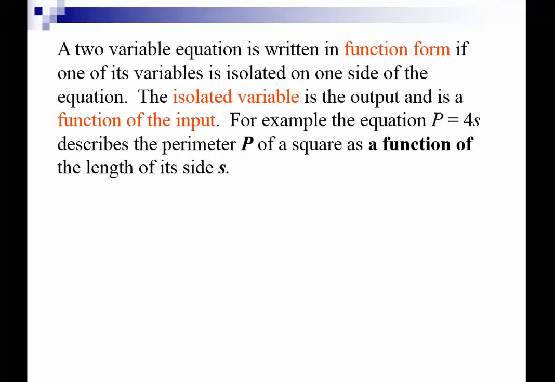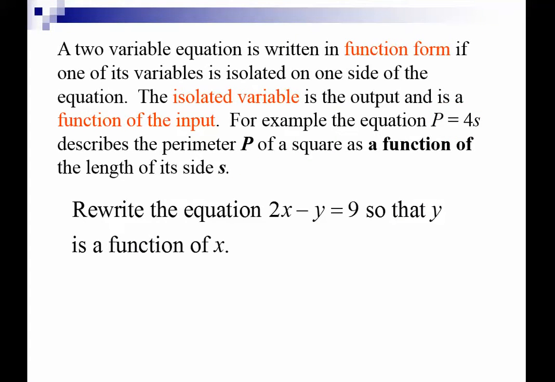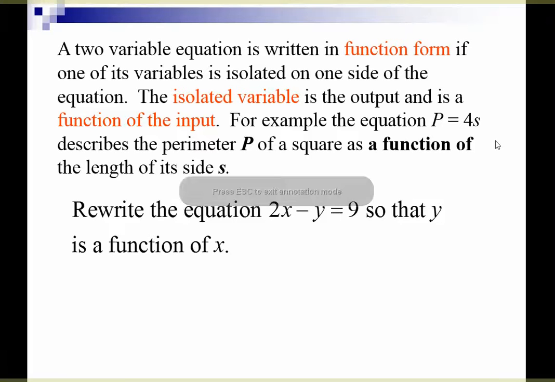All right, let's see where we're going with this. Rewrite the equation 2x minus y equals 9 so that y is a function of x. Notice they don't come right out and tell you which variable to put by itself. So do you think they want you to put the y by itself or put the x by itself? Okay, well if they say y as a function of x, it's the first one they mention. You're going to have to get the y all by itself.